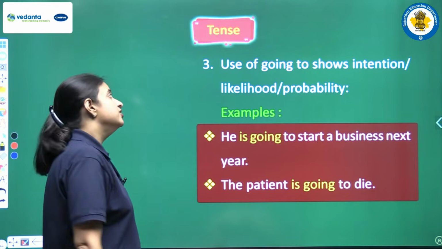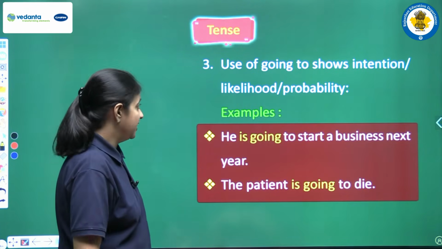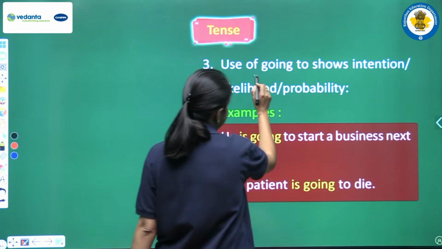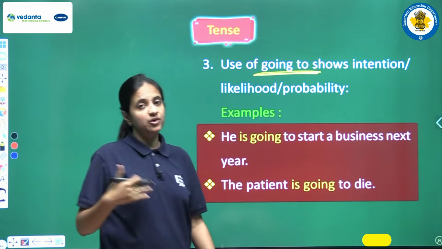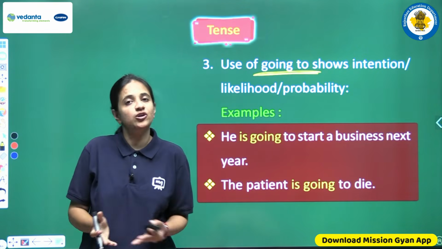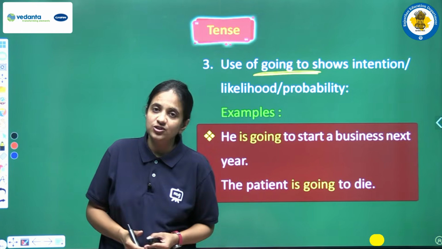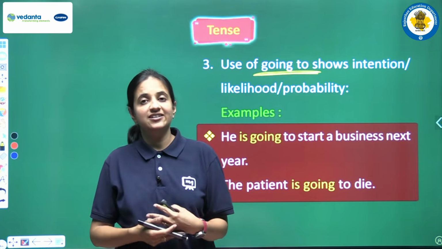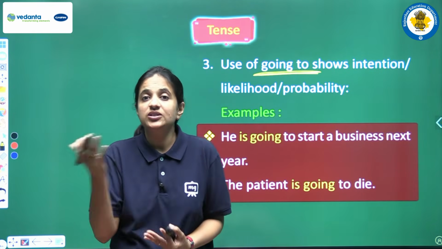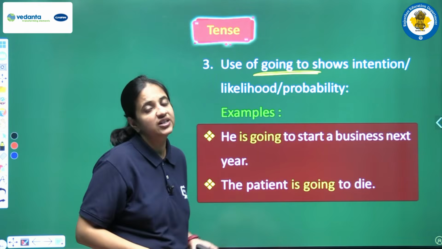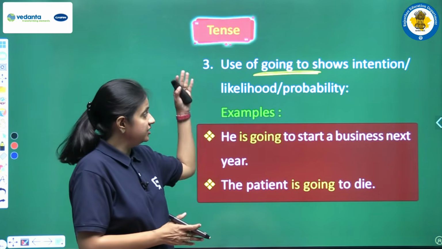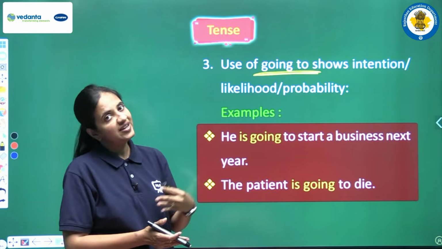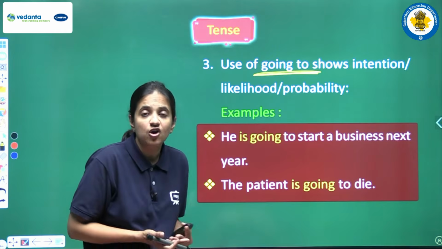So let's read. Use of going to shows intention, likelihood or probability. So we are having one word, that is going to. Okay, so it's a very common word. You all also use it, you use this word very commonly. Like suppose I am saying that I am going to visit Taj, or we can say that he is going to study harder. So it's a very common word. So what does going to show? So this word going to, it shows intentions, it shows likelihood, or we can say it shows probability of something.